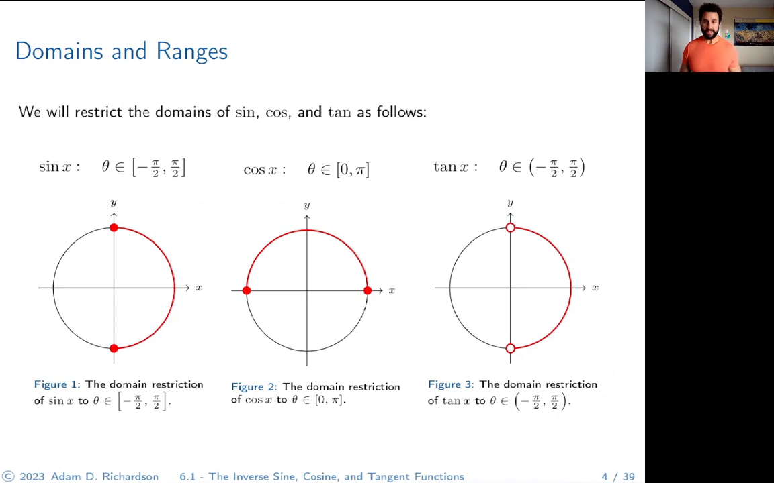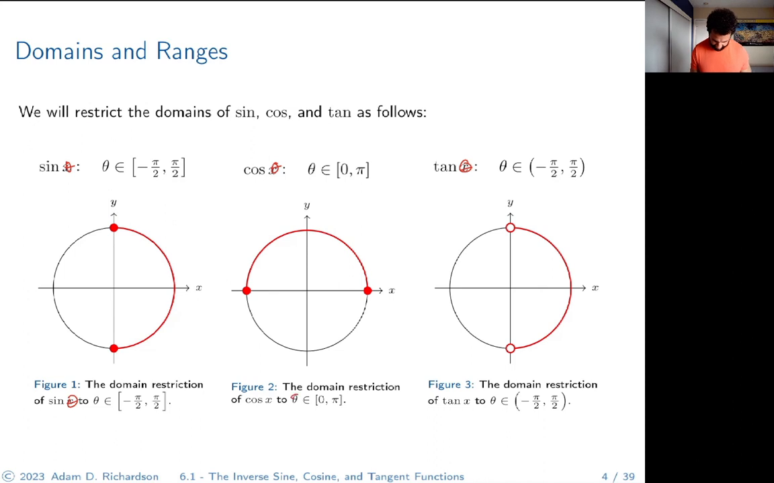So let's talk about the restrictions that we're going to implement first. We are going to restrict the domains of sine, cosine, and tangent as follows. So we're going to restrict sine to the angles. Oops, sorry, these should all say thetas, my bad. This should be theta right here. I can change that later. Theta, theta, theta. There we go.